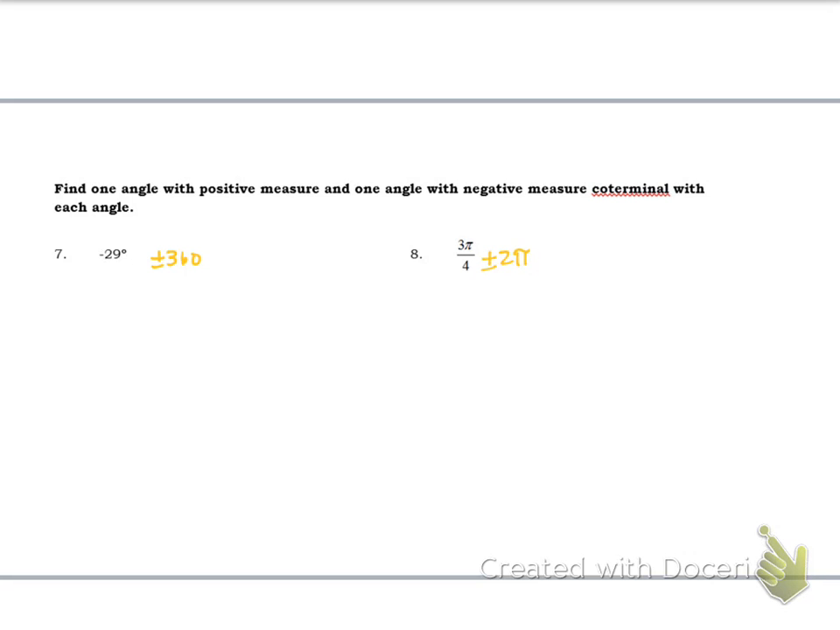Okay, so negative 29 plus 360. So my positive side, I'll get 331. My negative side, I will get negative 389 because negative 29 minus 360.